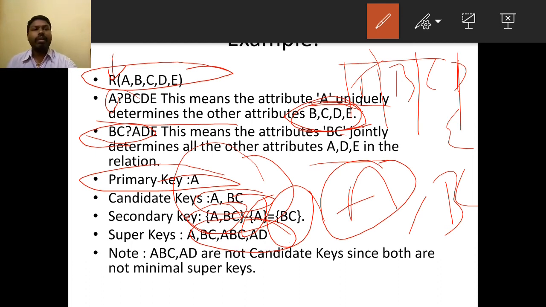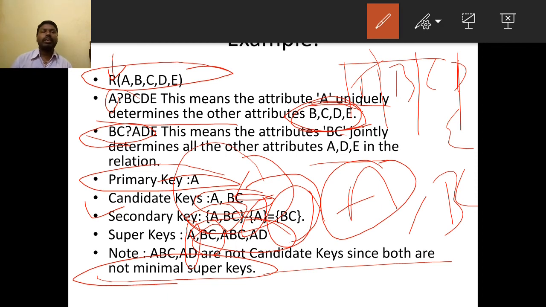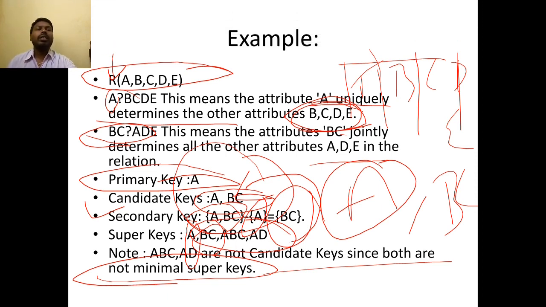My dear students, from the super key, the candidate key is derived. So here I am going to take A and BC. From the super keys, I can derive the candidate keys. From the candidate keys, I can take the most appropriate key, considered as the primary key. If I take candidate key minus primary key, then I will get the secondary key. Note that ABC and AD are not considered candidate keys because they are not minimal super keys. So these are all the examples.